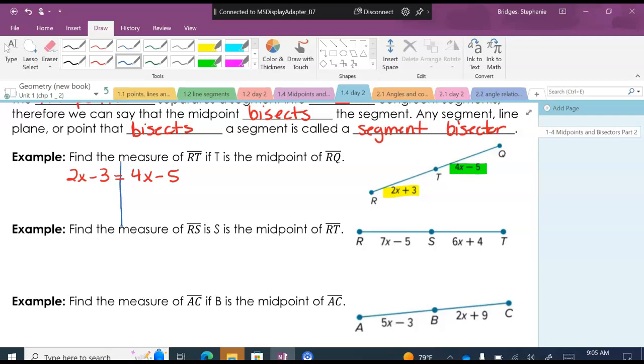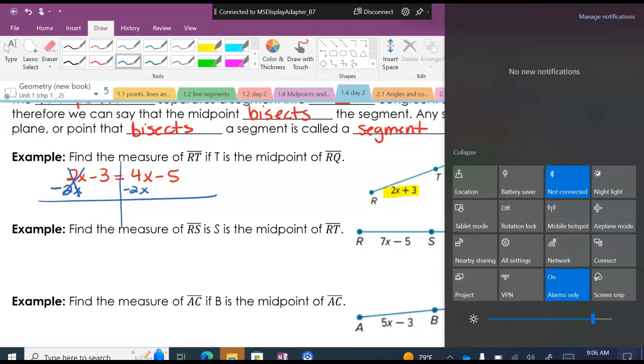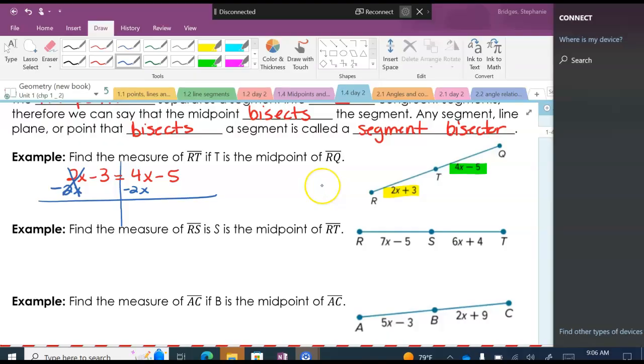All right, so I want to get my X's together. Do you want to take the 2X and move it over with the 4X, or do you want to move the 4X with the 2X? All right, so that 2X is positive, right? So how do I move it to the other side? Subtract it. So we're going to subtract our 2X over. When I bring that 3 down, what kind of 3 is it?